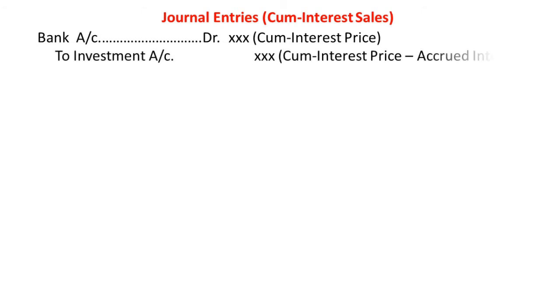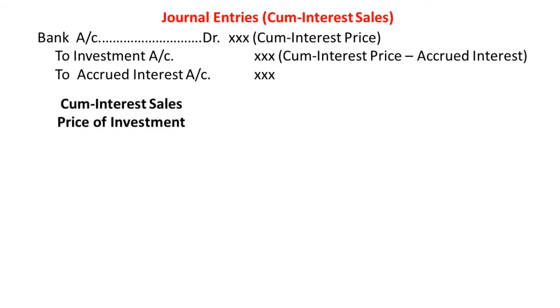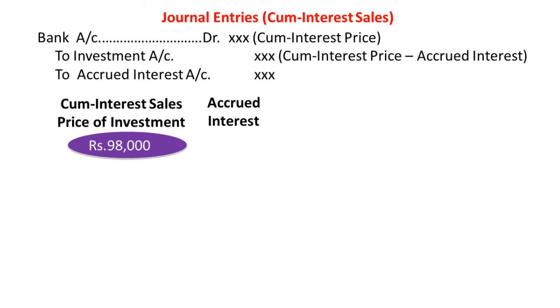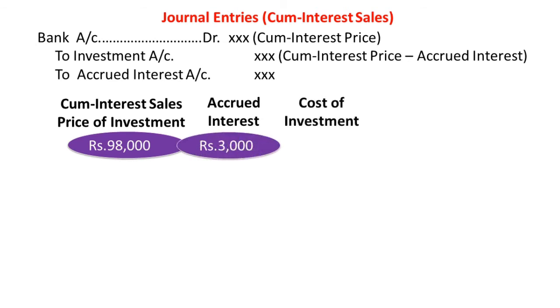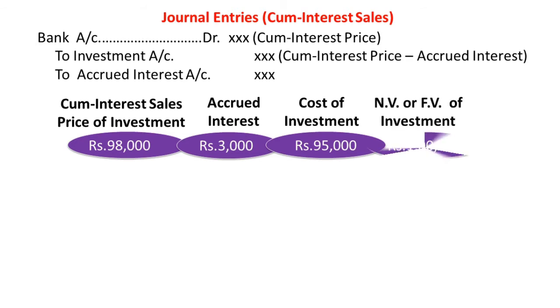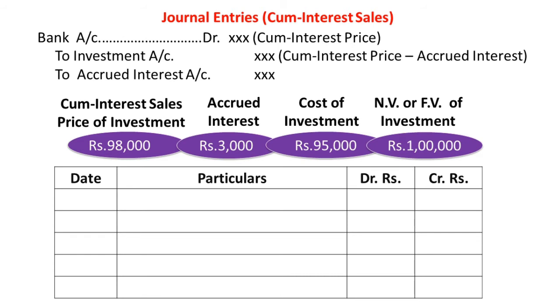Since it is sales, cash bank comes in, therefore bank account debit with cum interest price. Investment goes out, so investment account credit with cum interest price minus accrued interest, that is at cost, to accrued interest with the amount of accrued interest. So already we know the cum interest sales price, the accrued interest on it, cost of investment and face value of investment. So let us try to journalize the entry in a journal book. We have sold the investment, that is 12% debentures, on 1st October 2019.